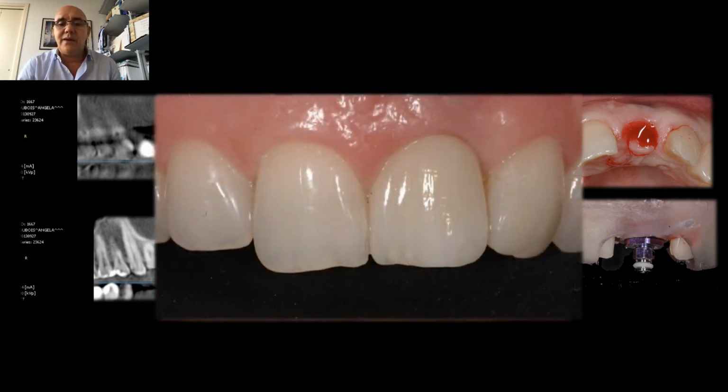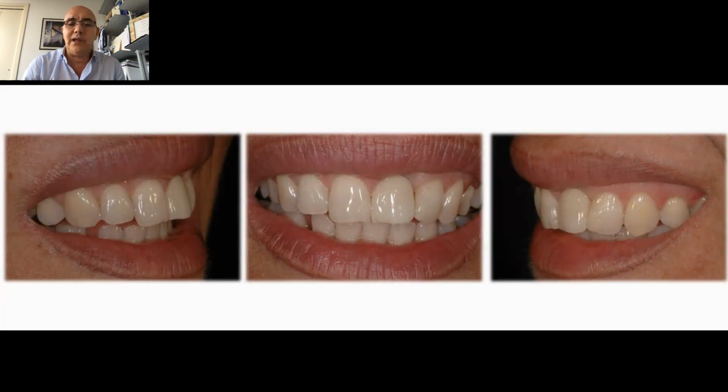So this is the final restoration in place, and when Angela smiles, now she has a nice biomimetic invisible restoration, and since she has a broad smile, it's quite good that we were able to hide the problem and actually improve the situation.